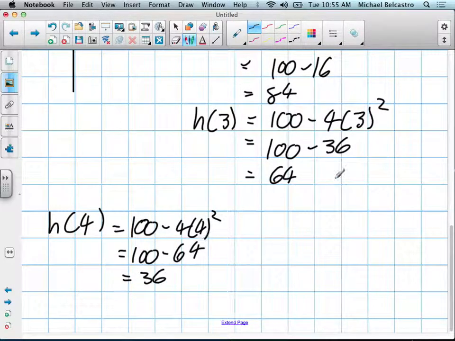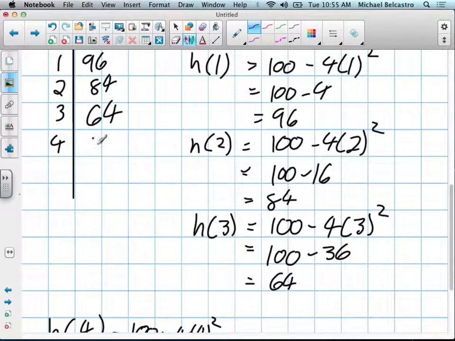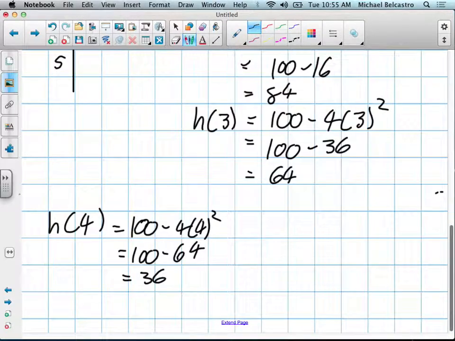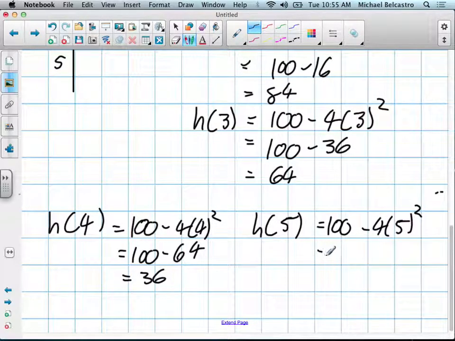I'm assuming my math was right before. We're at 36. So if you're noticing, it's falling faster and faster as time passes. Our height after 5 seconds is 100 minus 4 times 5 squared. 5 squared is 25 times 4 is what?